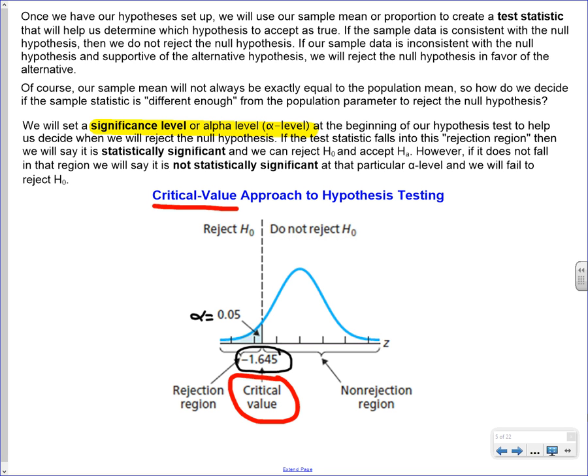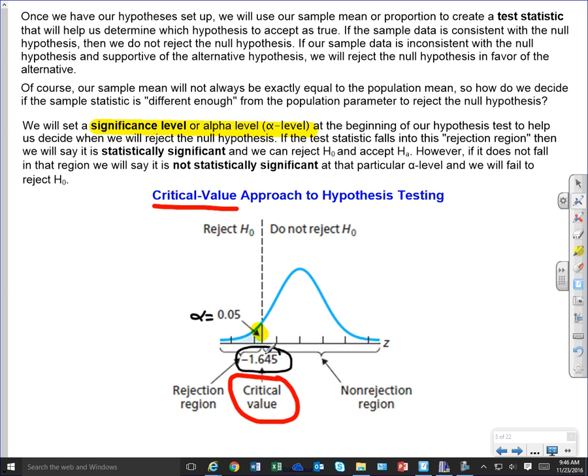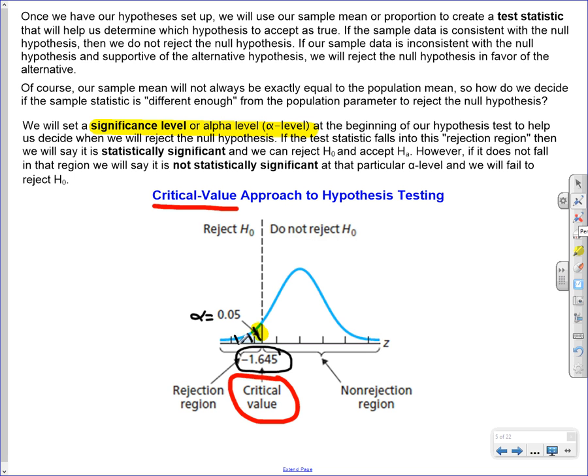So when we set this up using our critical value, it sets up this area that we call the rejection region. If our value falls into this rejection region, once we calculate how far away our observation is from the mean, then we reject the null hypothesis.